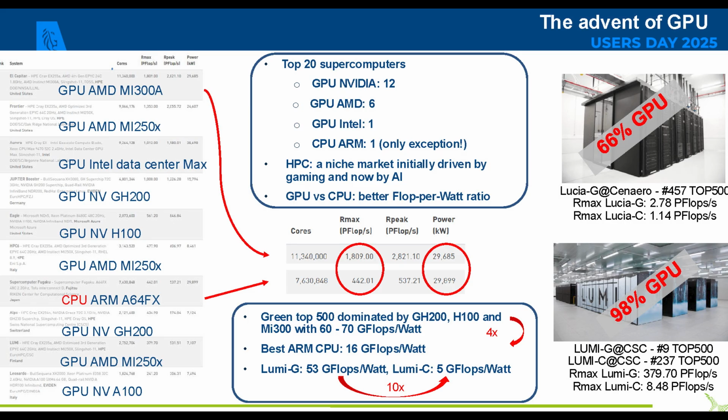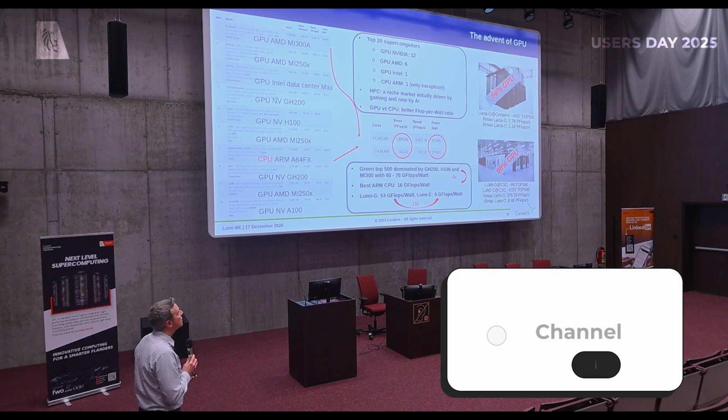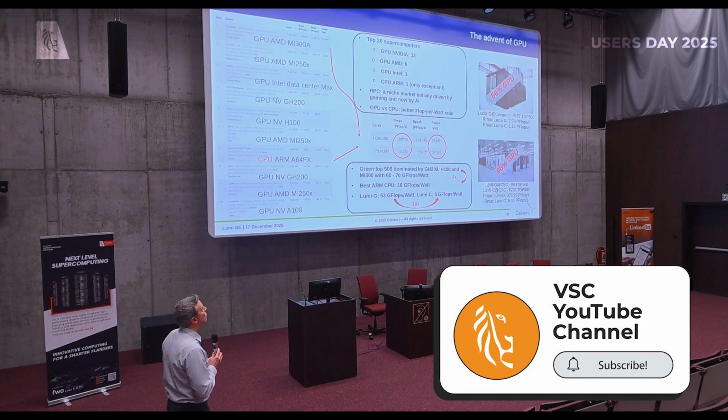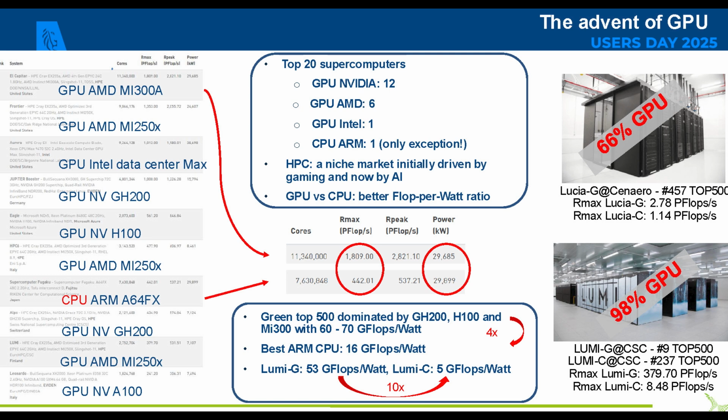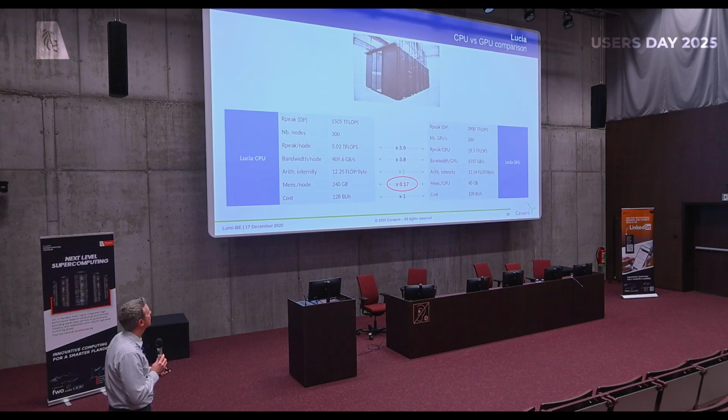So in other words, resources are much better used if you have a GPU code than if you have a CPU code. And that's the reason why the computational power of Lucia is made of 60% GPUs, and on LUMI it's even further, it's 88%. So if you stick to a CPU code, you can use only 2% of the resource available on LUMI. So this is a bit sad.